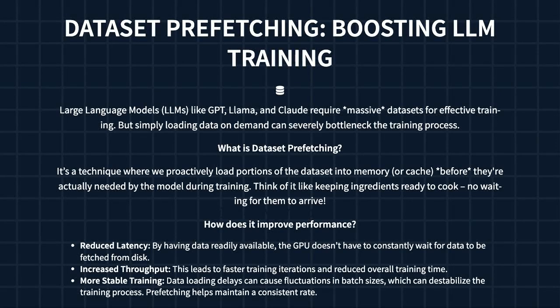Okay, let's talk about a really crucial part of training these huge AI models: dataset prefetching. These LLMs like GPT and Llama need tons of data to learn effectively, but if we just load it as we go, it creates a major bottleneck. Prefetching is the solution. Essentially, we're proactively loading chunks of the dataset into memory before the model needs them. This dramatically cuts down on wait times for the GPU, speeds up training iterations, and helps keep things running smoothly, preventing those frustrating fluctuations in batch sizes that can mess with the learning process.